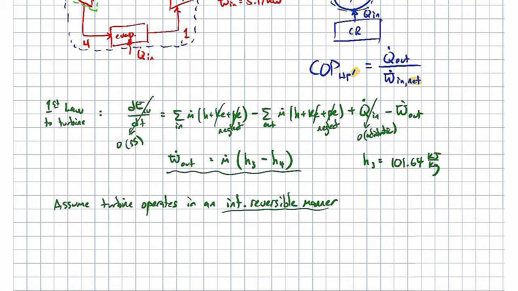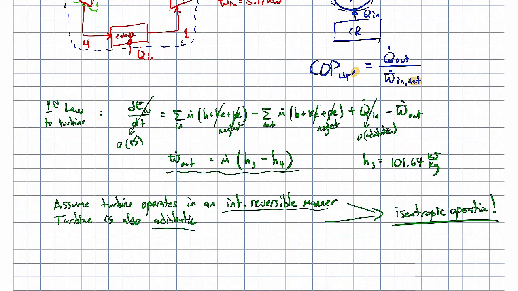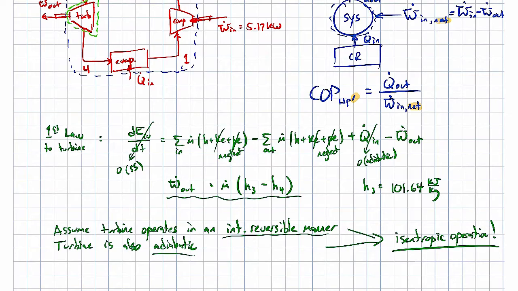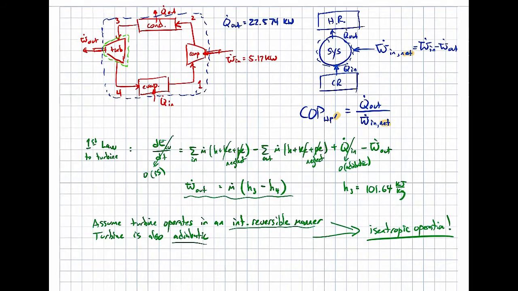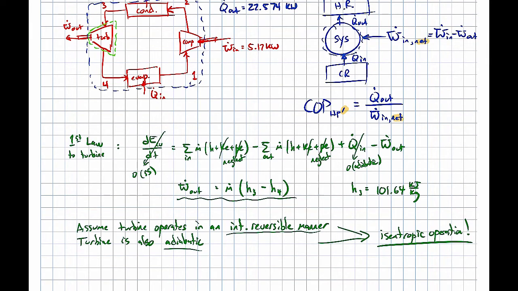Since our turbine is also adiabatic, it's well insulated, so the process is adiabatic. We assumed that right up here, just our Q dot was 0. Since it's internally reversible and adiabatic, that means that it's operating isentropically. So under the ideal scenario, we're going to assume that our turbine is operating isentropically, which means that S4 is equal to S3, right?